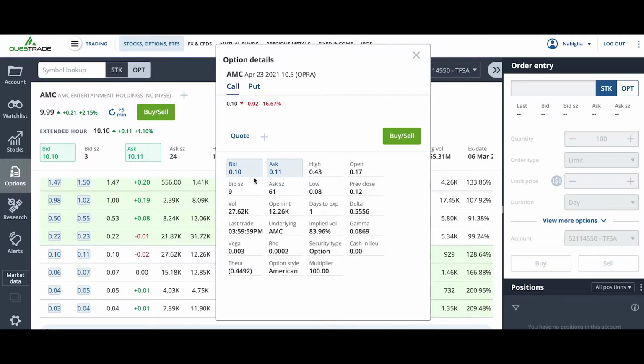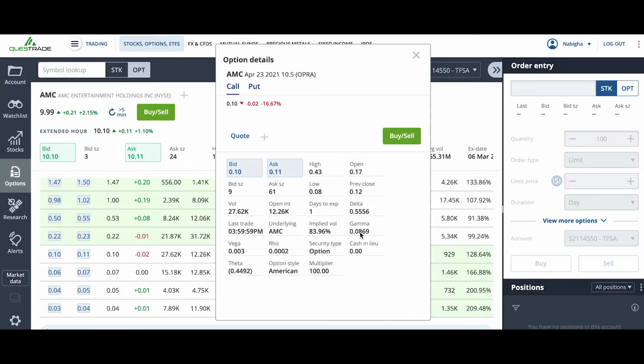The delta of this is 0.55, or just to make it easier, we'll say it's 50% because this option is at the money. At the money options have a 50% delta because they have a 50-50 chance of ending in the money or out of the money. Now, gamma is the rate of change of delta. In this case, just to make it easier, gamma is 0.0869. We'll just say that gamma is 0.08 or 8%.